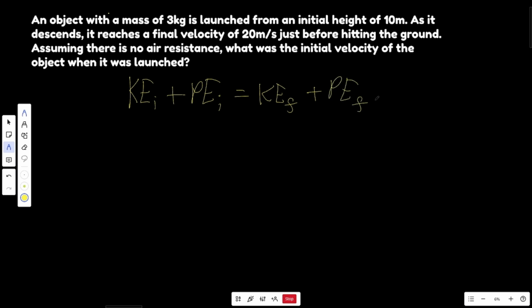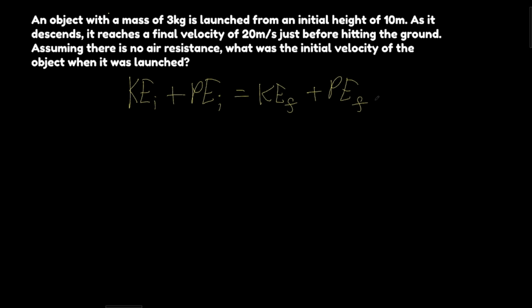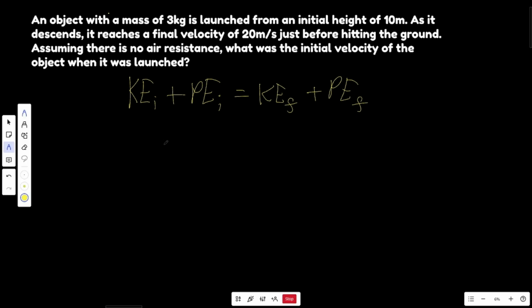Now, in the question, it says that we know the value of the velocity of the object just before hitting the ground. Now, any object just before hitting the ground, for example, an object that's dropped straight down: at the top, we know that its potential energy is max and its KE is 0. In the middle, it's exactly half.